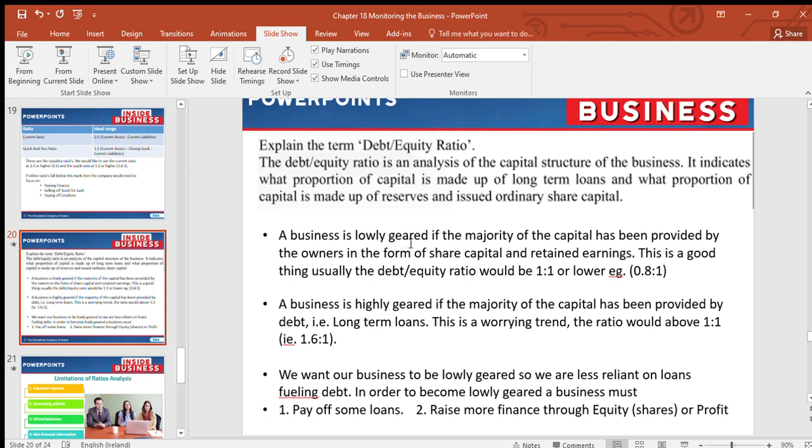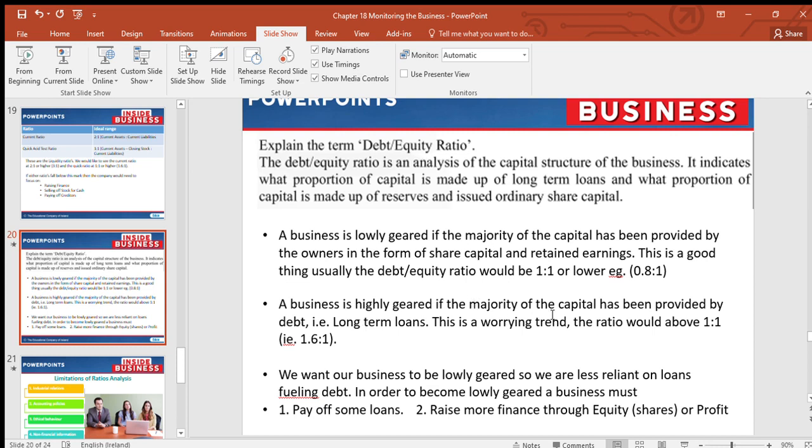So if a business is lowly geared, and I'll go through that in a second, it means the majority of the capital has been provided by the owners in the form of share capital, money that you invested yourself, or profits that you've retained through the previous years. It's a good thing. So lowly geared is a good thing. It means the debt to equity ratio would be 1:1, which is kind of the ideal range, or, ideally, lower than 1:1. We don't want our debt to be high. We want our debt to be low. So lowly geared means that you're raising the money yourself.